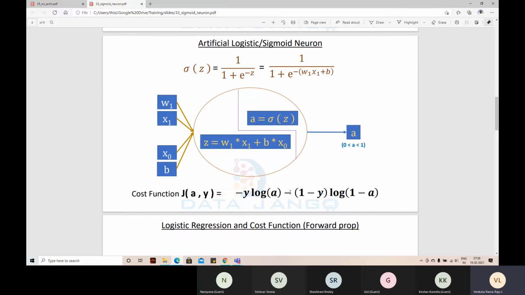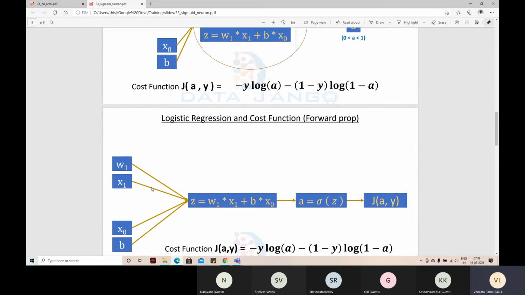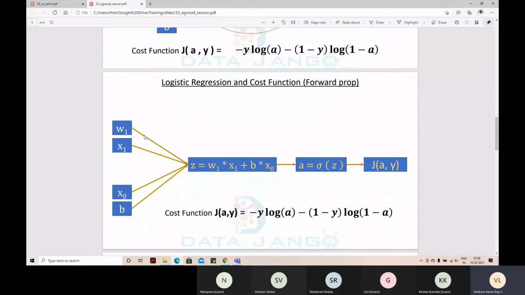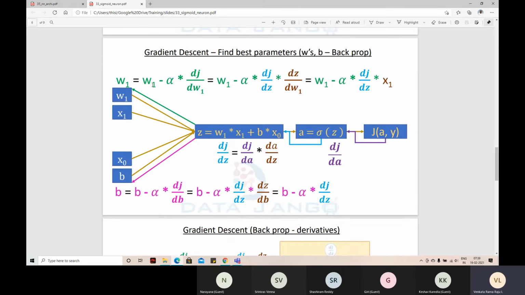There is a cost function which is cross entropy, and forward propagation is nothing but calculating this linear combination, substituting it into the sigmoid activation function, and then substituting these values into the cost function. Back propagation is nothing but adjusting the weights. Once you choose random numbers for W and B in the first iteration, from the next iteration onwards they are going to be adjusted. How will they be adjusted? W1 is equal to W1 minus alpha into dj by dW1, and B is equal to B minus alpha into dj by dB.